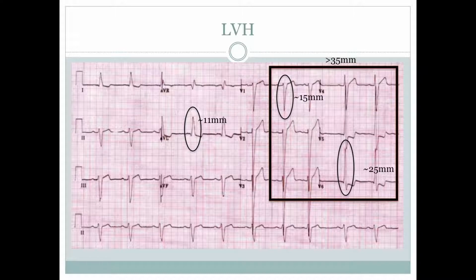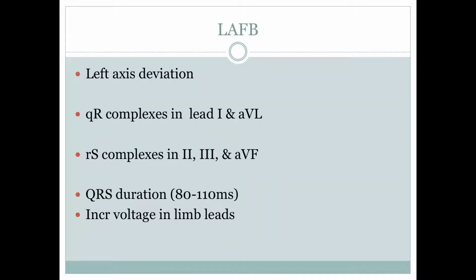All of that's consistent with the LVH. So you wouldn't have any issues diagnosing that in this EKG. So moving on to a left anterior fascicular block, this is a concept whereby one of the fascicles in the left ventricle is blocked, basically.